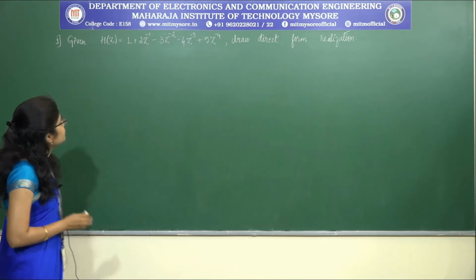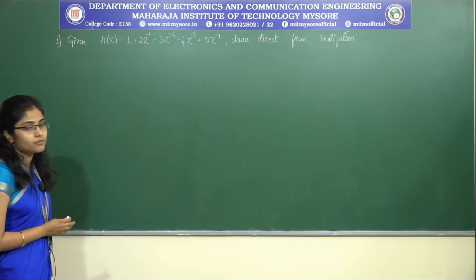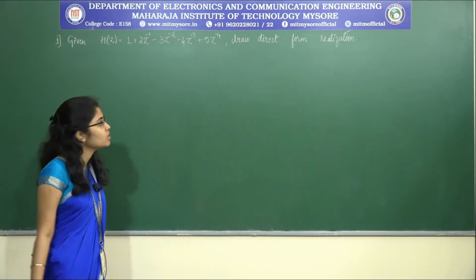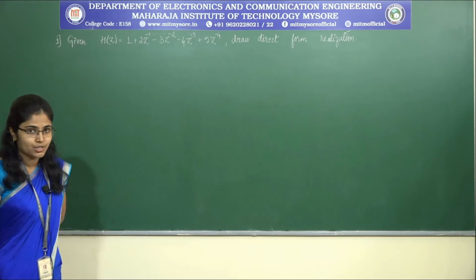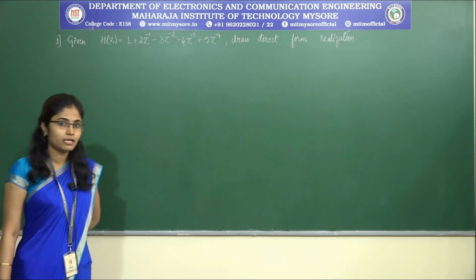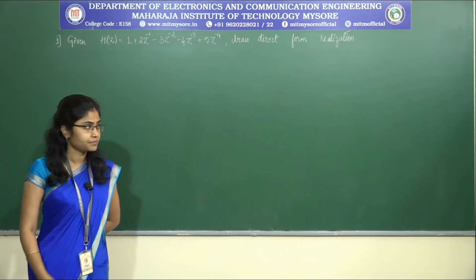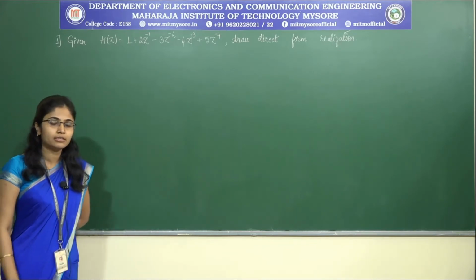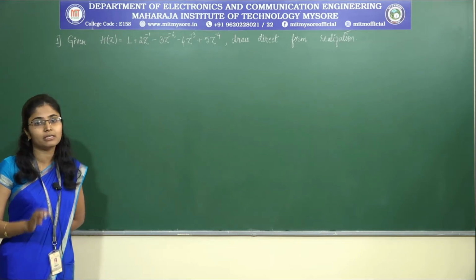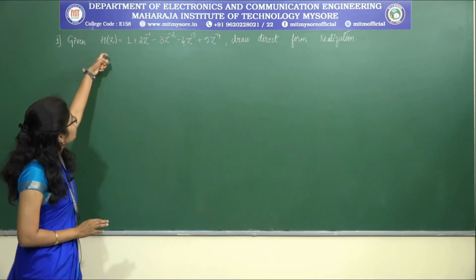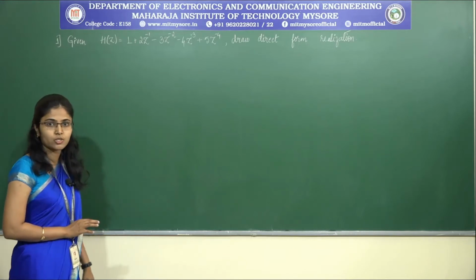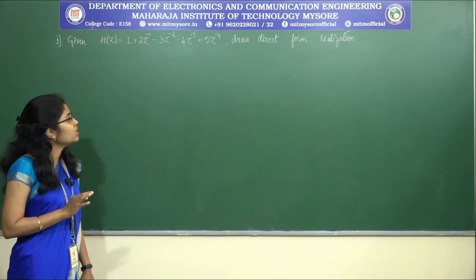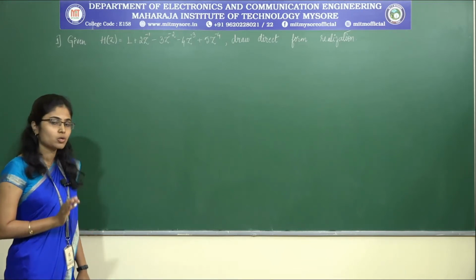This is the question that is given: h of z is equal to 1 plus 2z inverse minus 3z power minus 2 minus 4z power minus 3 plus 5z power minus 4. Draw direct form realization. So they are not indicating whether it is an IIR filter or an FIR filter. What we know is that the transfer function of an FIR filter contains only zeros. Looking into this particular transfer function h of z, that is the system function, it has only zeros. Therefore, the given transfer function belongs to an FIR filter.